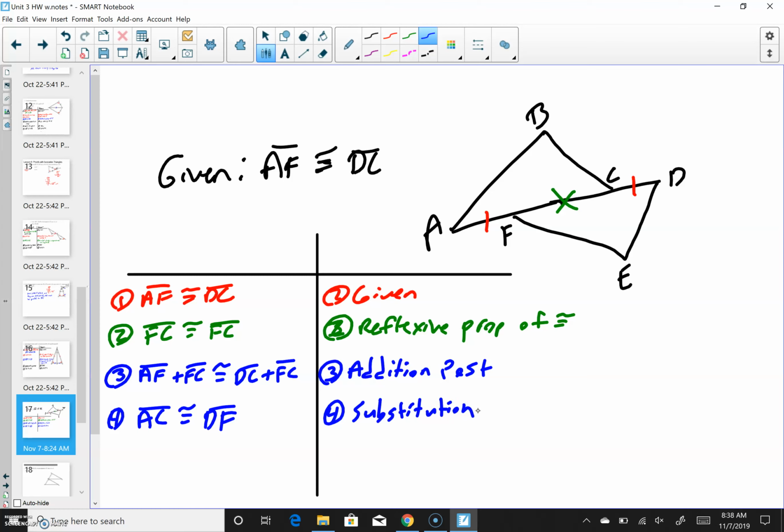So a quick refresh. We're given that the small pieces are congruent. We do our reflexive part to make sure that we get our overlapping piece. We then take the small piece plus the reflexive, set it equal to the small piece plus the reflexive, and then we'll do substitution to get that our whole sides, AC and DF, are congruent.